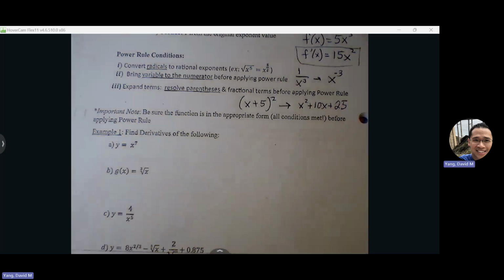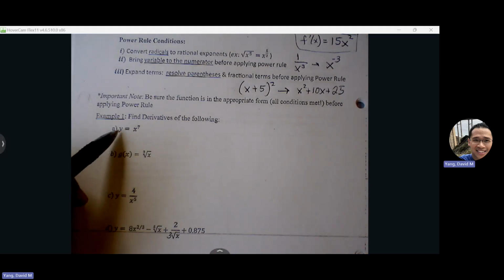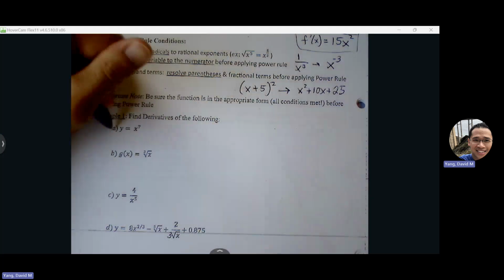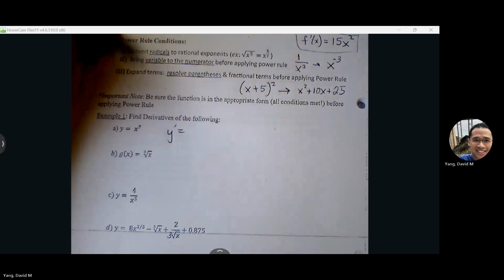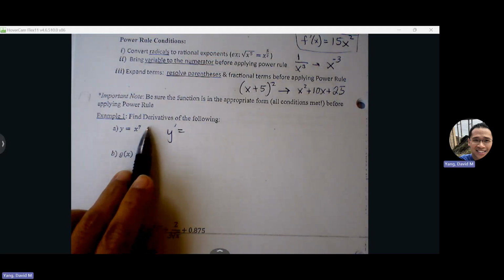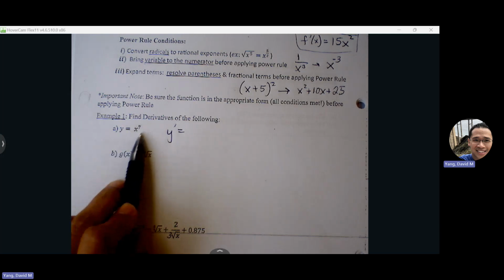So let's start off with a few here. Y equals x to the 7th. And there's a lot of different notations for derivative, and I'll begin showing you each of them as we go along. So for y, we can call the derivative y prime. And let's apply power rule because every condition is met. No radicals to convert to rationals, no variable in the denominator, and no parentheses. So we're ready to do power rule.